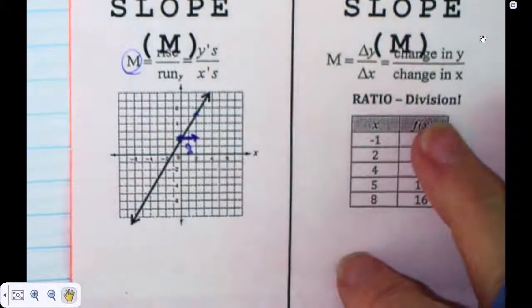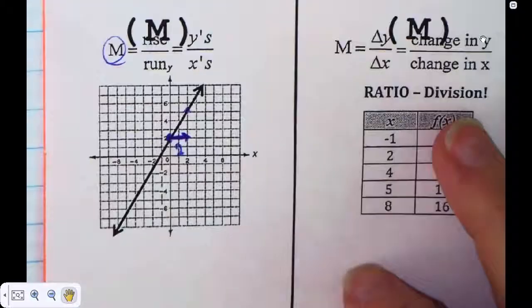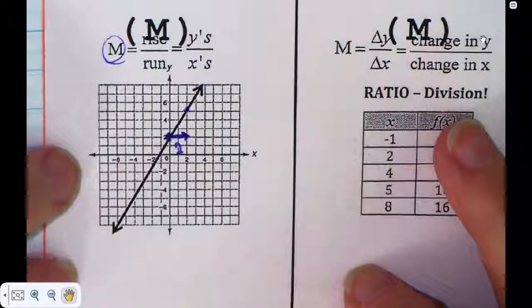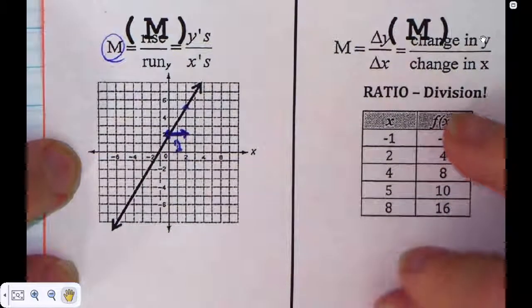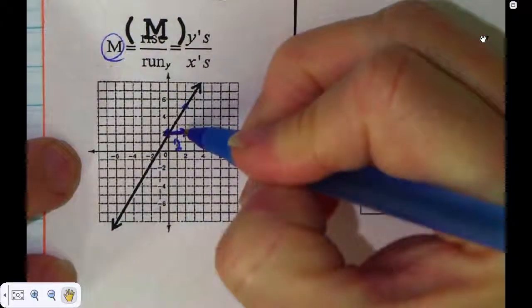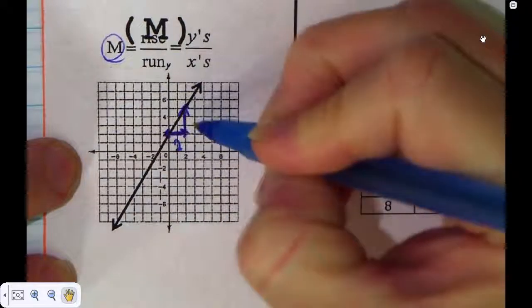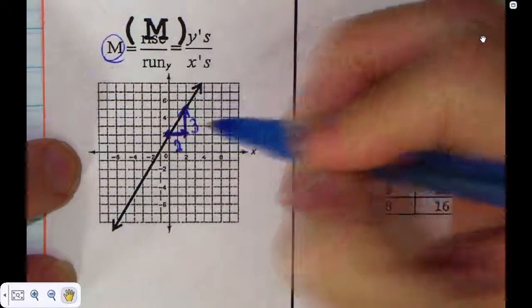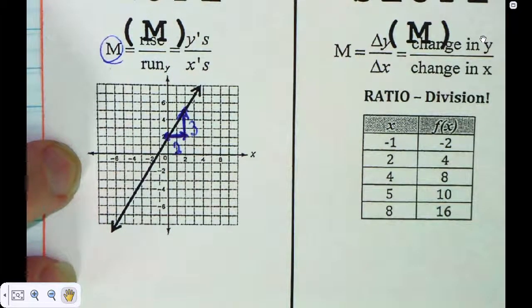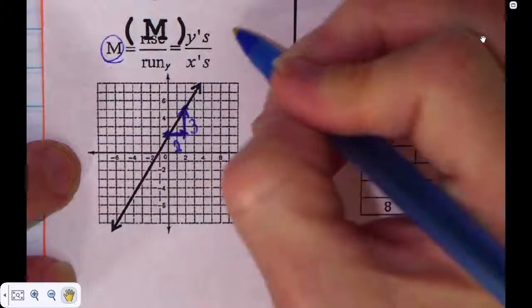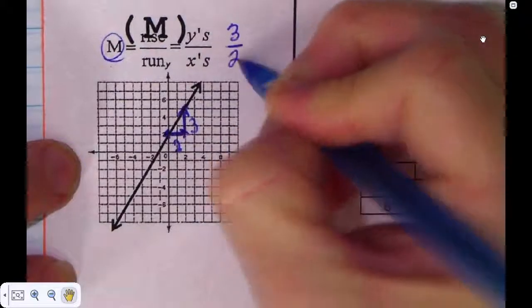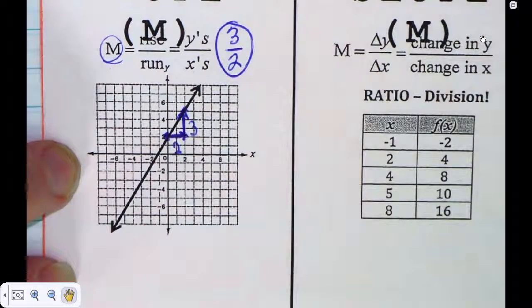See if I make it a little clearer. There we go. You're going from 0 to 2. That's 2 units. Then on the y, we're going from point 2 up to point 5. So how many units is that? 3. So the slope is going to be 3 over 2, rise over run.